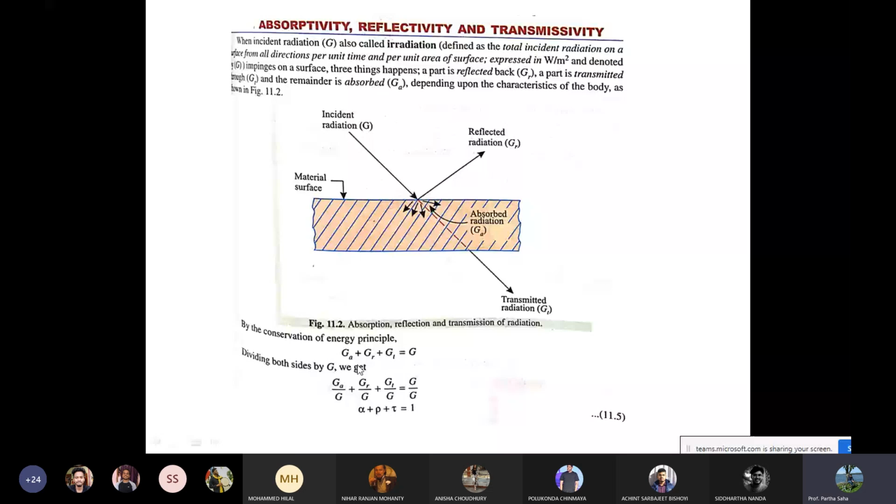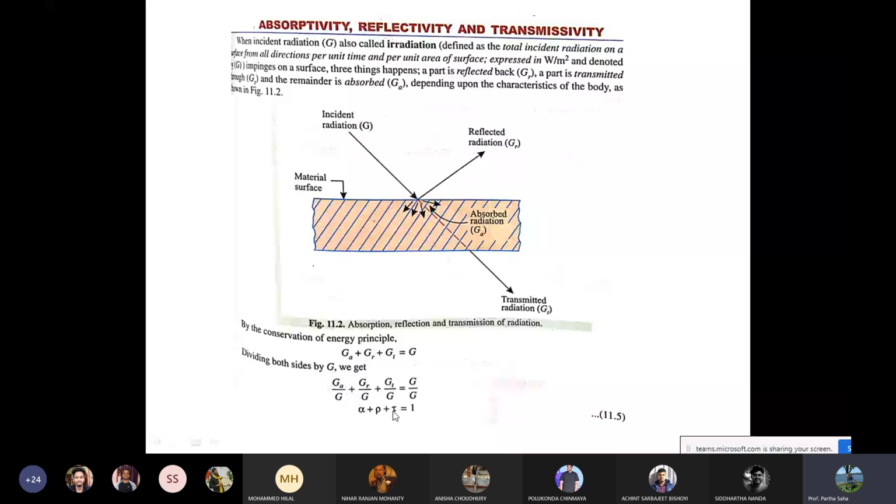And if you divide both sides by G, then you get this relationship, which is given by alpha plus rho plus tau equals 1, where alpha is known as absorptivity, that is the fraction of light which is being absorbed, and rho is reflectivity, which is the fraction of light which is being reflected, and tau is transmittivity, that is the fraction of light which is being transmitted.